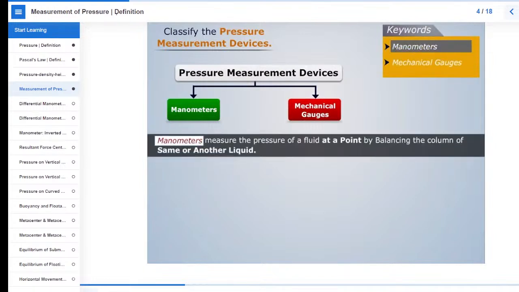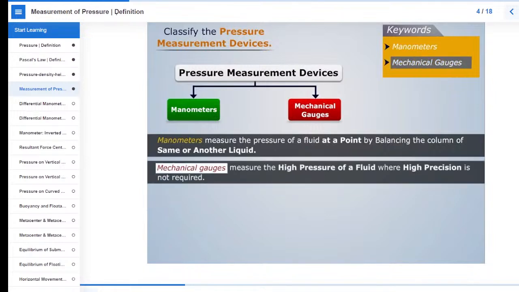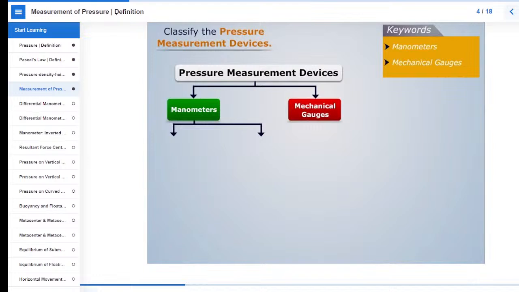Manometers measure the pressure of a fluid at a point by balancing the column of same or another liquid. Mechanical gauges measure the high pressure of a fluid where high precision is not required. Manometers are further subdivided into simple manometers and differential manometers.